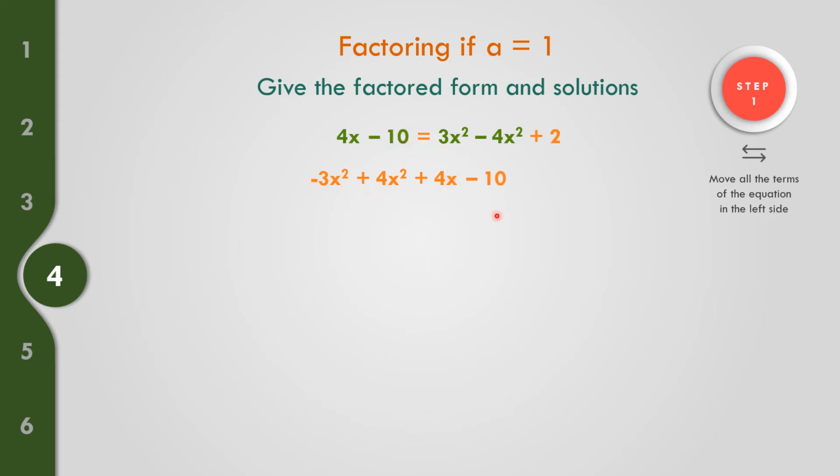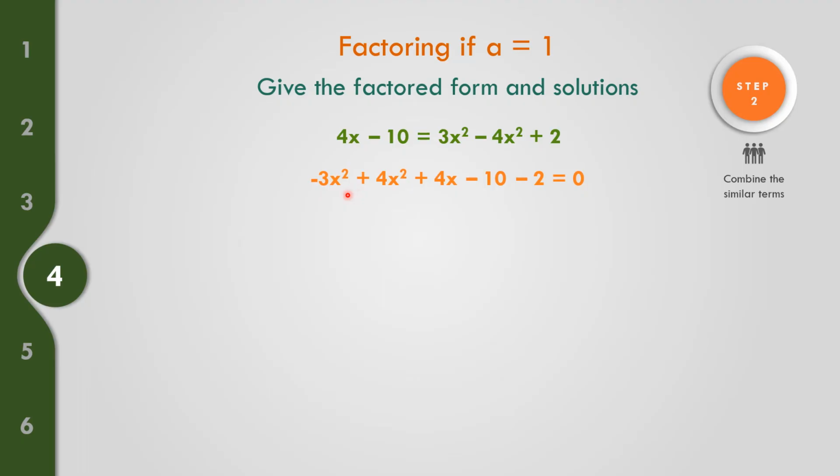Negative 10, bring down. And then positive 2, going to the left side, that is negative 2 equals 0. So let us proceed to step 2. Step 2, combine the similar terms. So we need to combine x squared and then the constant. Negative 3 plus 4, subtract.